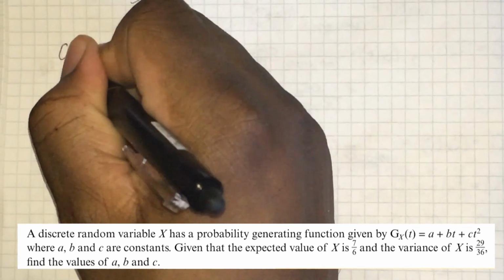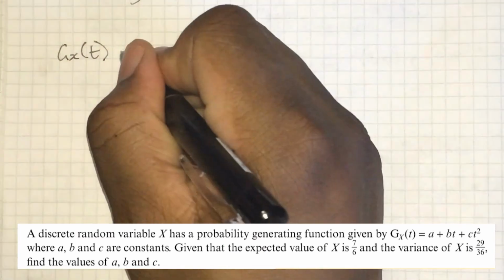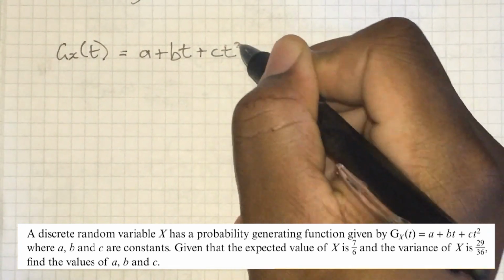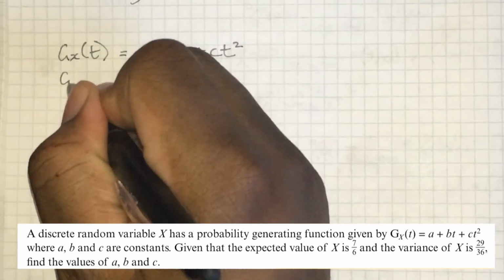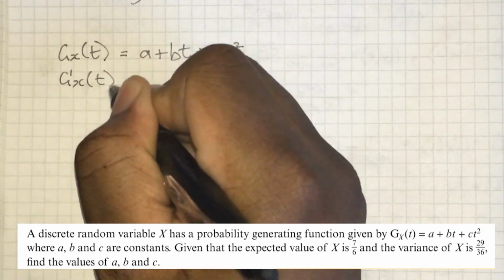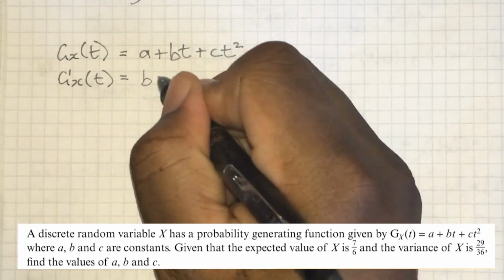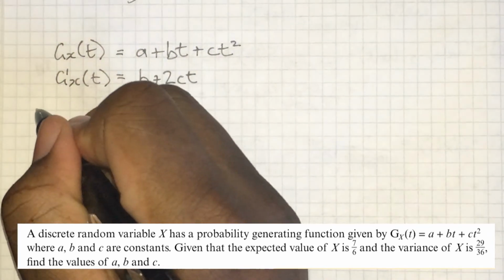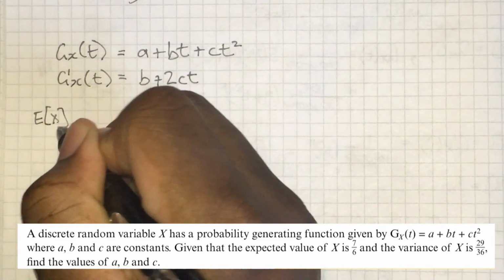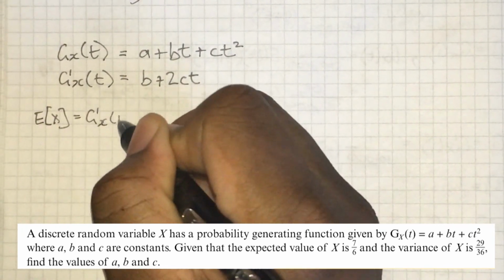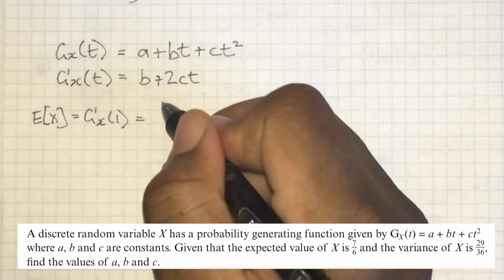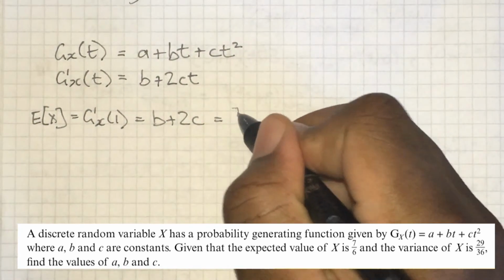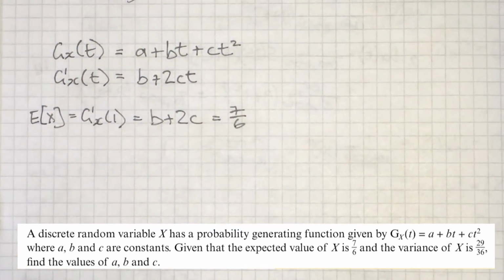So in this example, we've been given a very generic looking probability generating function, but we have been told the expected value of x and the variance of x. So we know something about it. So let's go ahead and see if we can get it into a form that represents the E of x, the expectation of x. We're going to go for the first derivative, which is b plus 2ct. We know if we substitute 1 into this, that should give us the expectation. So b plus 2c should equal the expectation given in the question, which is 7 over 6.